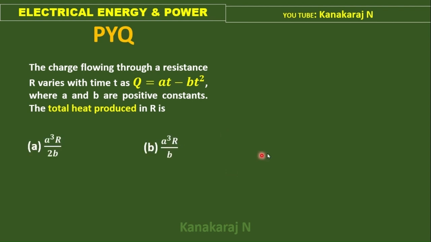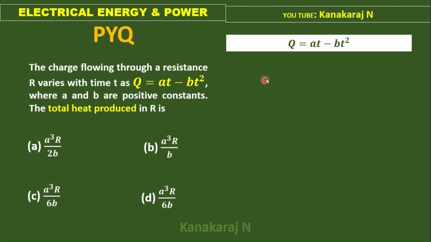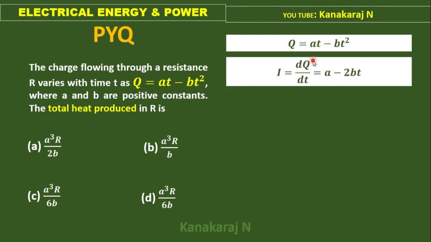So let us start. Q equals At minus Bt square. So I equals dQ by dt. When we differentiate At, we get A. When we differentiate Bt square, we get 2Bt. So current is A minus 2Bt.